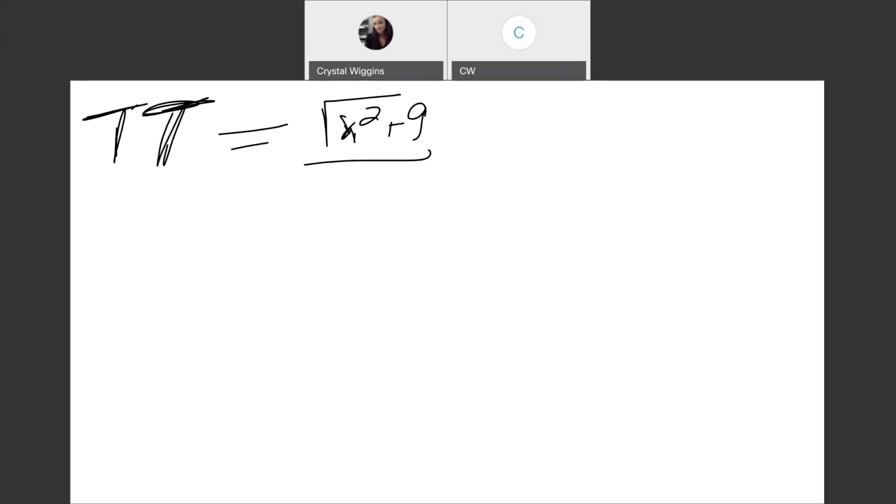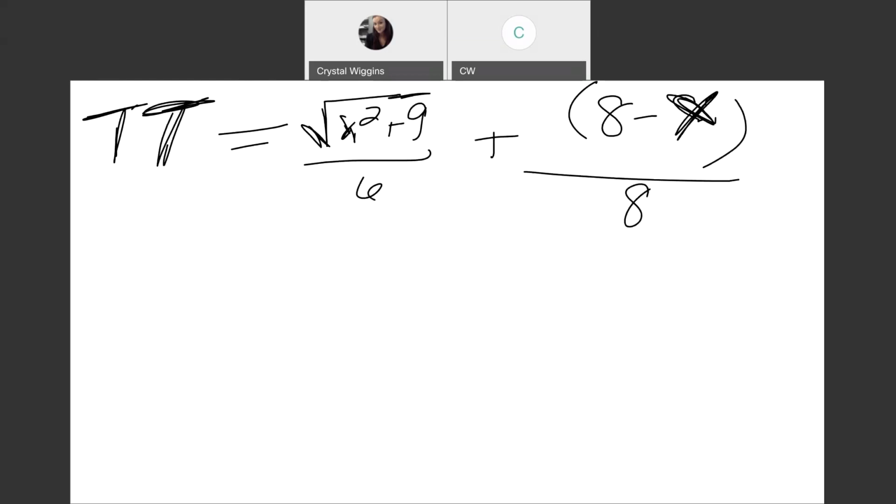So we have total time. I'm going to call that TT, the total time, is equal to the square root of x squared plus 9 divided by 6, plus 8 minus x over 8. We take the derivative of this. This is not going to be the prettiest derivative, right?